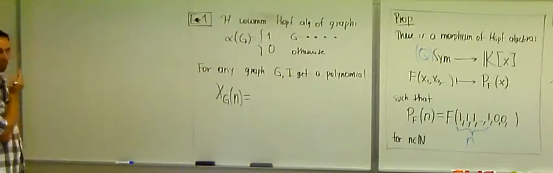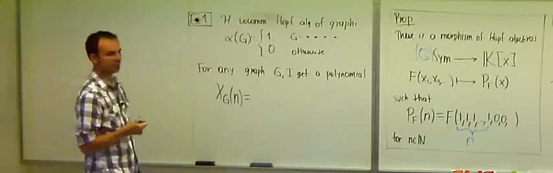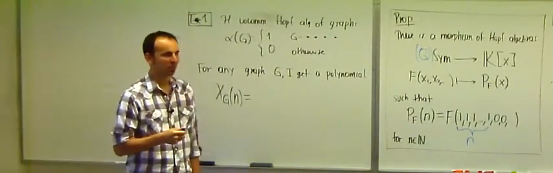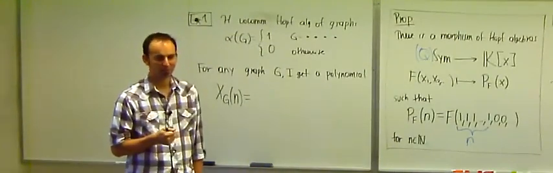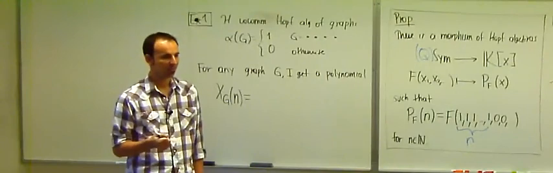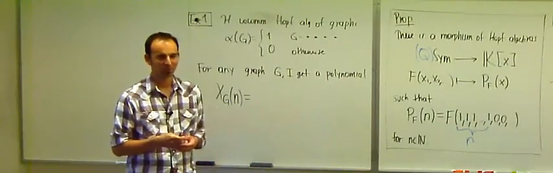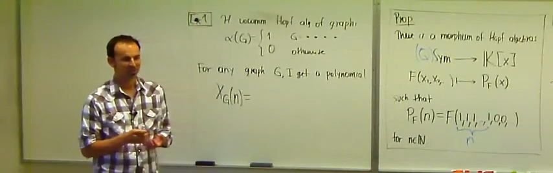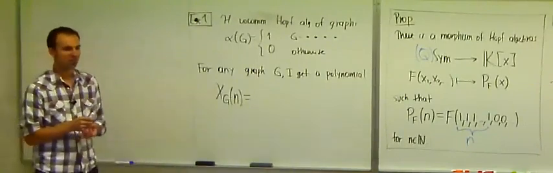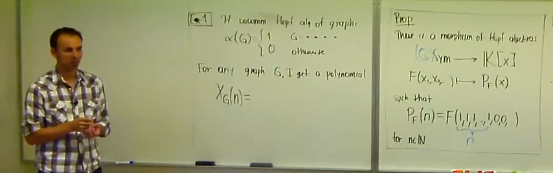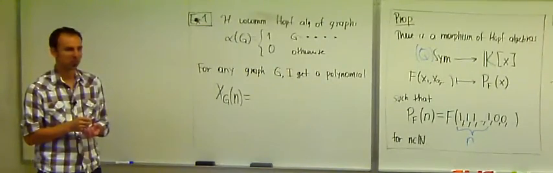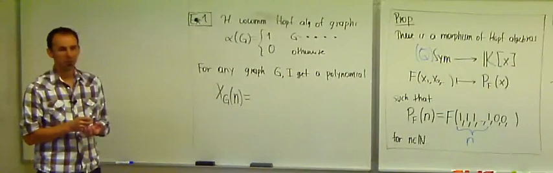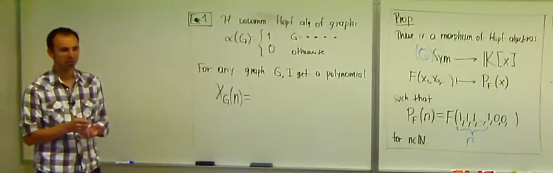Okay. Now here you might try to get ahead of yourself and guess what you're going to get. I have a graph, I get a polynomial out of it. Do you know any polynomials that come from graphs? So one is the chromatic polynomial, maybe some of you know if you've taken a combinatorics class. Is there another one that you can think of?